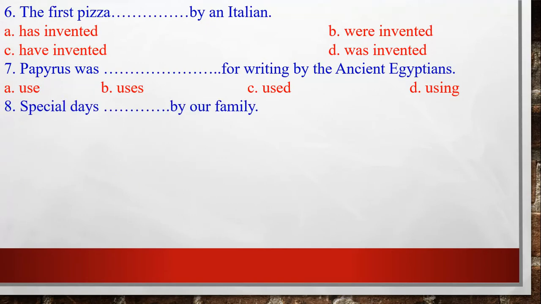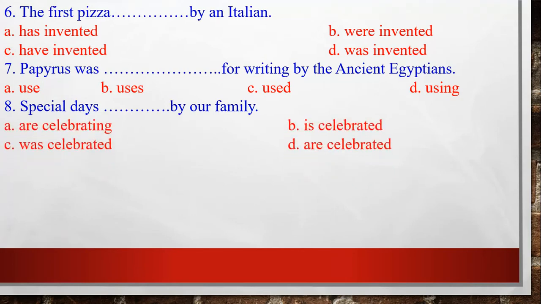Number 8. Special days are celebrated by our family. This sentence is in the passive, so we want to use verb to be plus the past participle form. Special days is plural, so we must use are. The past participle form of celebrate is celebrated. So the answer is are celebrated, letter D.